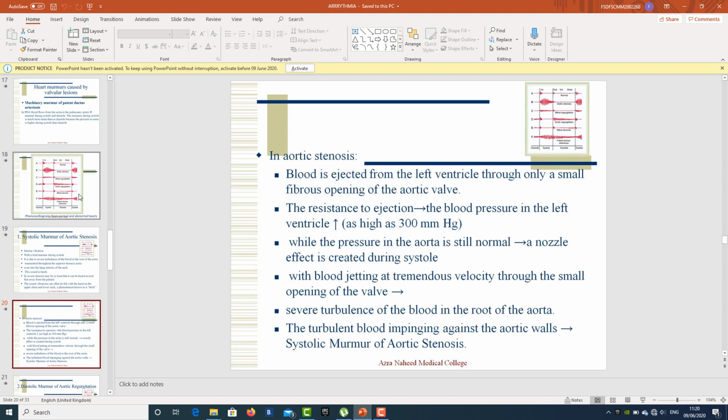In aortic stenosis, the blood is ejected from the left ventricle through only a small fibrous opening of the aortic valve. Because of the resistance to ejection, the blood pressure in the left ventricle is as high as 300 millimeters of mercury, while the pressure in the aorta is still normal. A nozzle effect is created during systole, with blood jetting at tremendous velocity through the small opening of the valve.